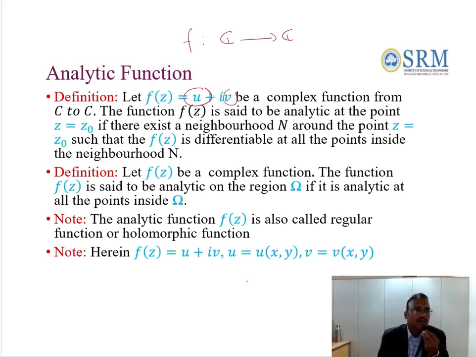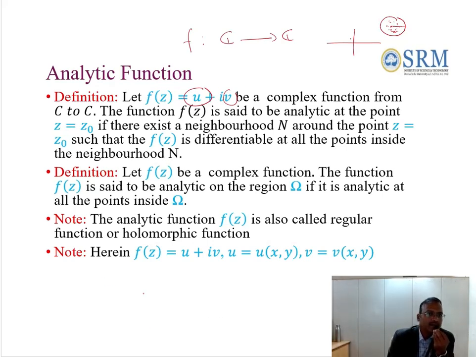Now, the function f of z is analytic at the point z equal to z naught, in the complex plane, means there exists a neighborhood around this point in which the function is differentiable at all the points sitting inside this neighborhood. So there is a neighborhood about the point z equal to z naught. In this neighborhood, the function is differentiable at all the points. If that happens, then we can say the function is analytic at the point. Analytic at the point, right?